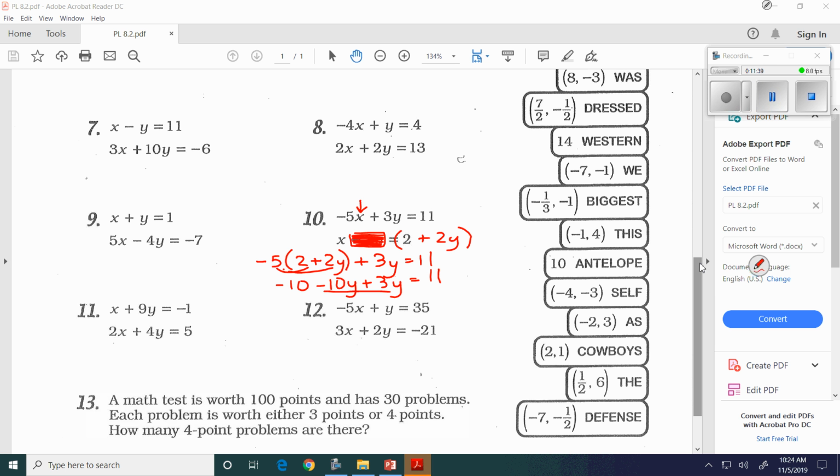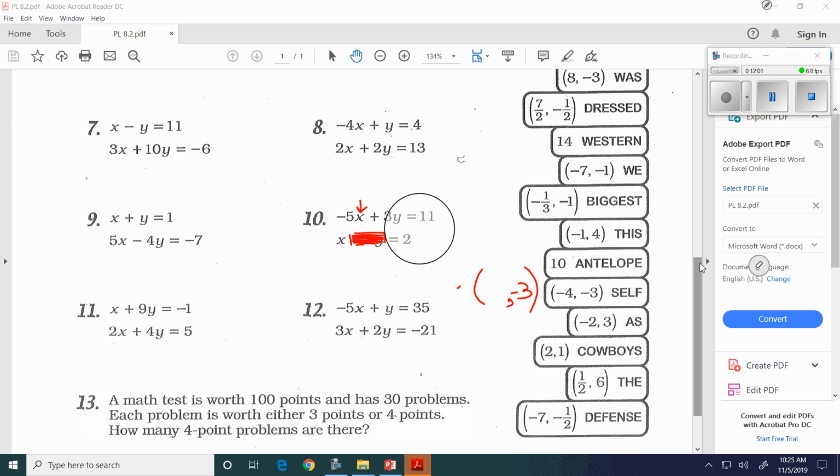Combine our like terms. That would be negative 7y. And if I add 10 on both sides, that would be a 21. And of course, 21 divided by a negative 7 is negative 3, and that was y. So we know our y is equal to a negative 3 in our ordered pair that we're trying to find.